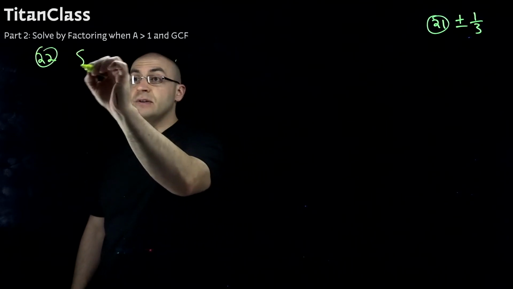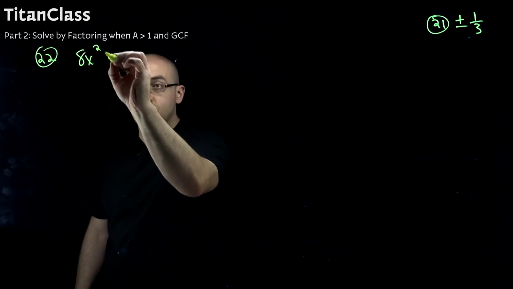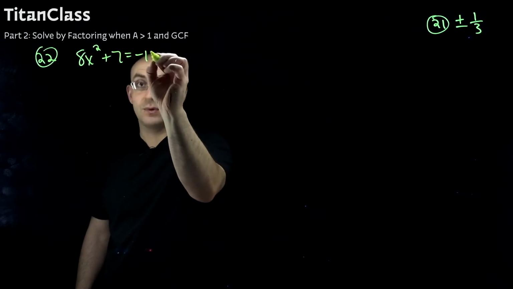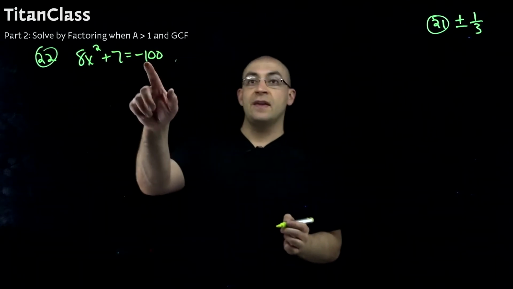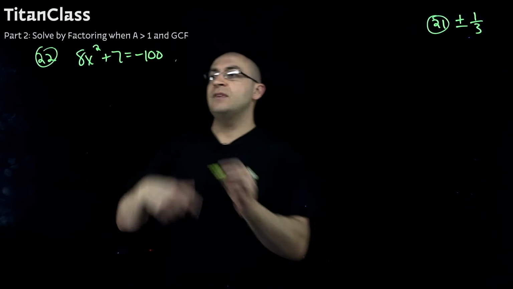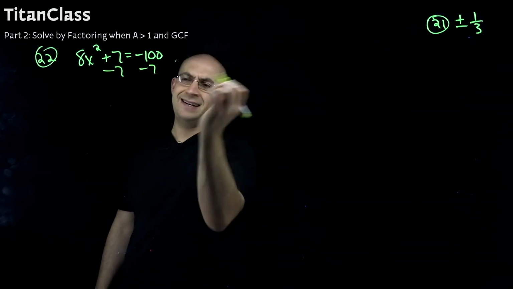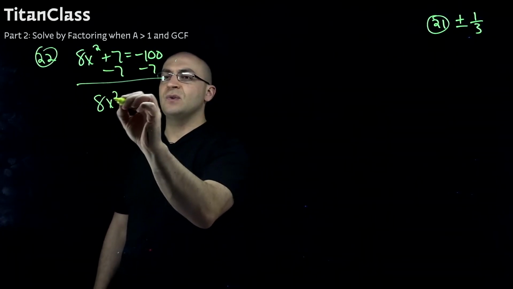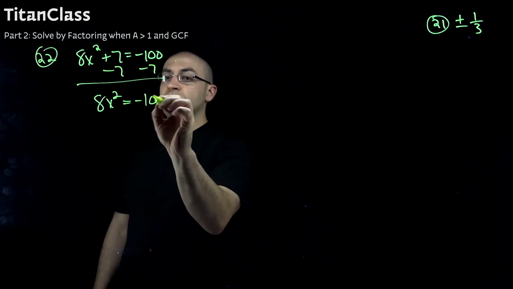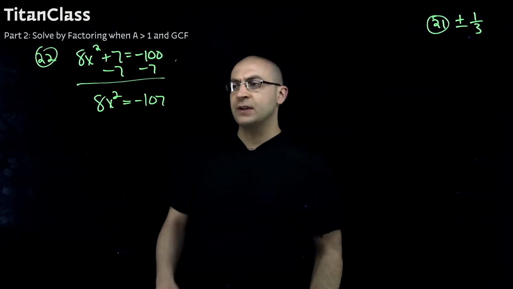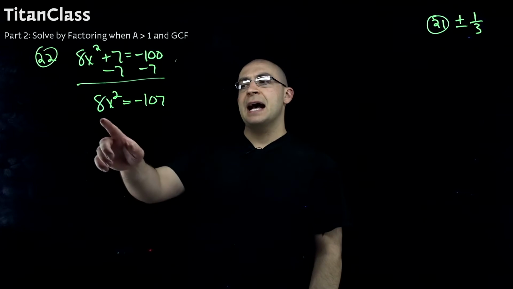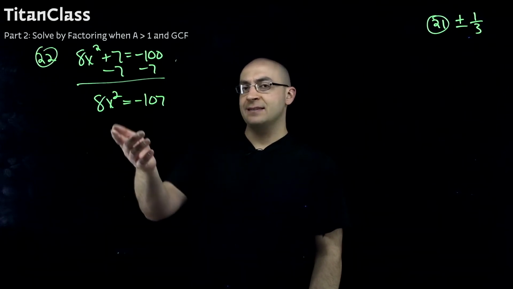All right, so 22 is, we're going to get an imaginary solution here. So we're going to have 8x squared plus 7 equals negative 100. Now that should be the giveaway, that that's already a negative and it's a big number. Even if I subtracted the 7 on both sides, I'd have 8x squared is going to equal negative 107. Now, one other thing that we can do here is this. There is no perfect square for 8. 8 is not a perfect square.